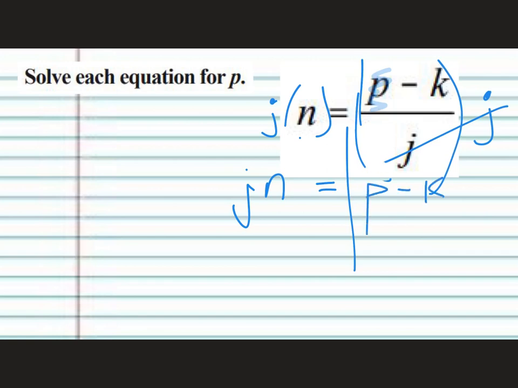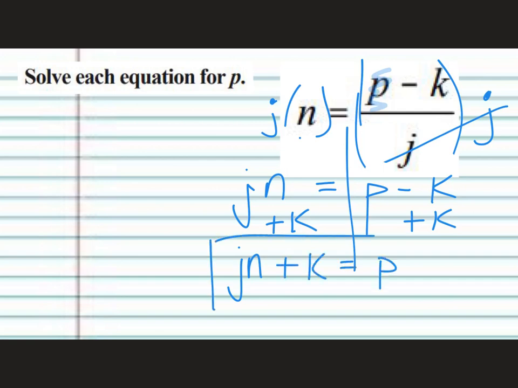Sorry, that's kind of messy there. Let me fix this. P minus K. P is still not completely by itself. I have that K that's being subtracted, so I'm going to add K on both sides. We still don't have any like terms. Nothing can be combined, so I'm left with J N plus K equals P. This would be our final expression. Of course, P can be moved to the other side if we feel more comfortable with that, but it does not have to be.